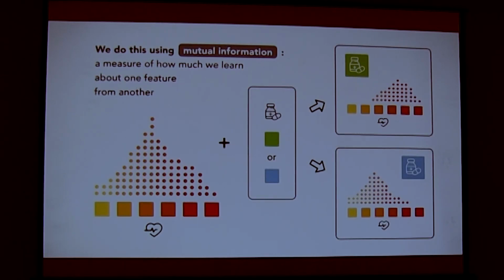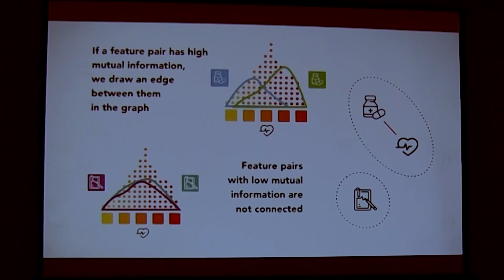And so I'm particularly interested in using mutual information as a way of measuring how much we learn about one feature from another. So for example, given that we have this distribution of people's heart rate, if we segment the sample into two groups, we have people who are taking this one medication and people who are not taking this medication. How much information do we gain about the distribution for those pairs of people?